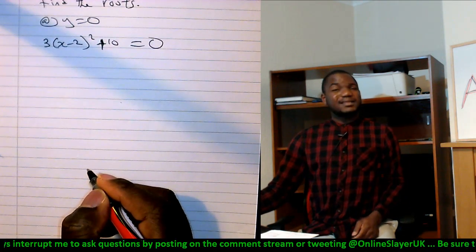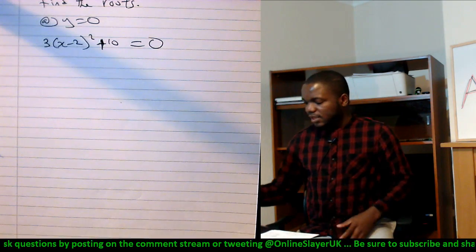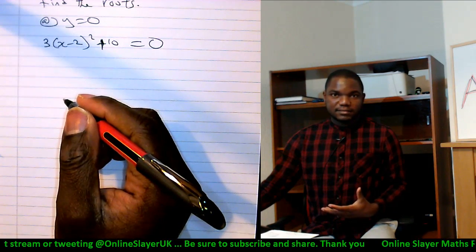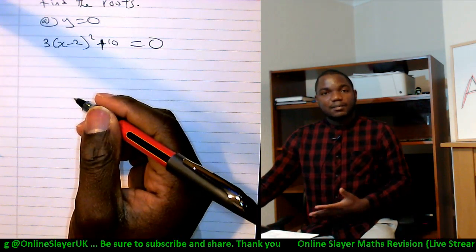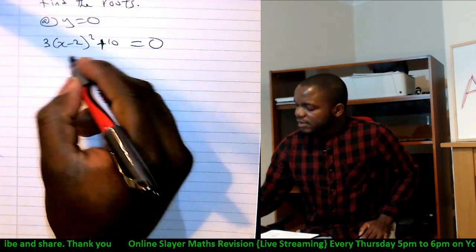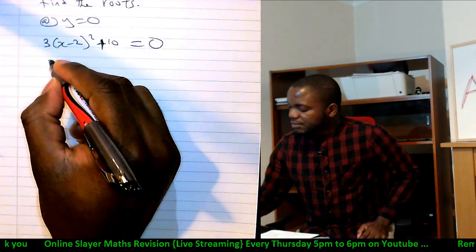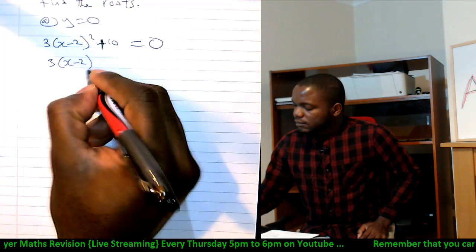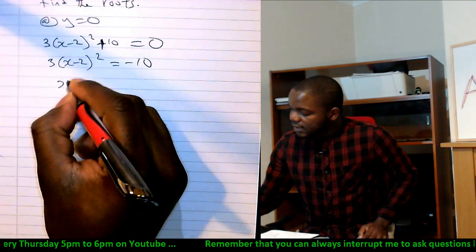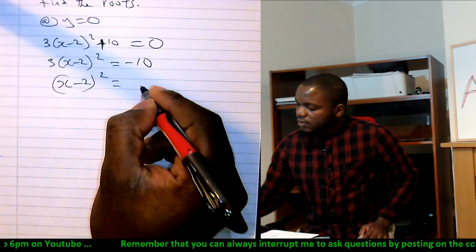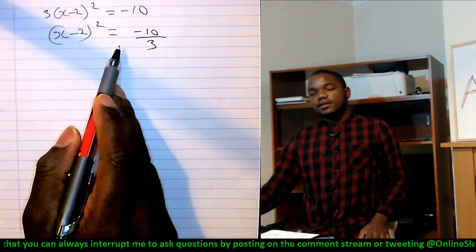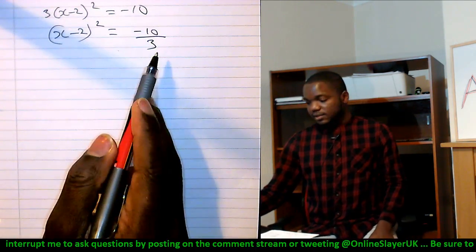And how do we make x the subject of the formula? Now this is actually the way the quadratic formula was derived. It's actually from this problem, from this kind of approach. So let's make x the subject. So you have 10 goes to the other side, becomes negative. 3 goes to the other side as a division, so you get x minus 2 all squared equals to minus 10 over 3. To solve further, you need to take the square root of both sides.